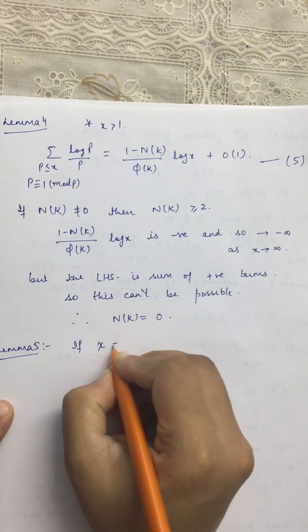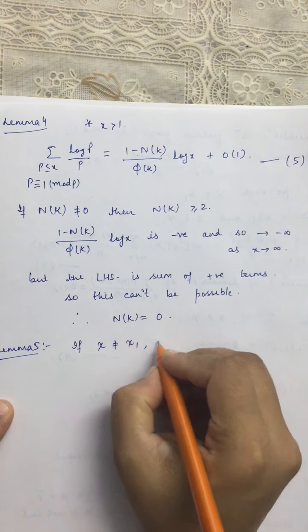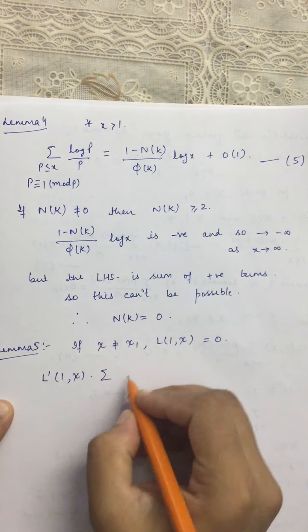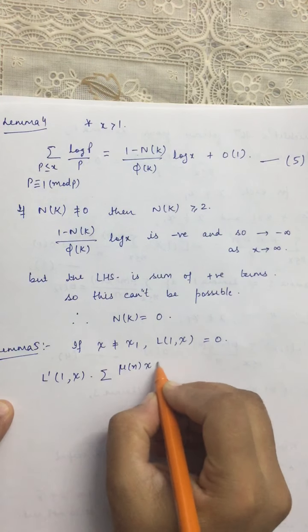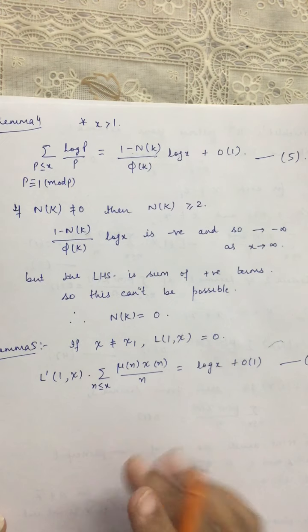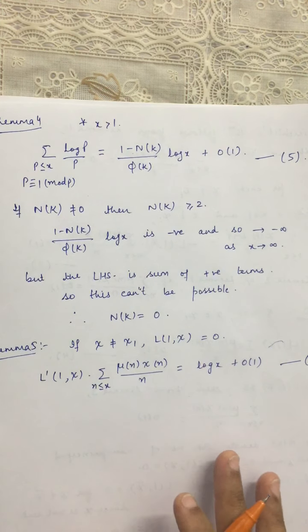For a non-principal character chi, and for L(1, chi) not equal to 0, we have L dash 1 chi, summation mu n chi n upon n over n less than or equal to x. This is log x plus order of 1. So this equation will be used to prove this equation. Let us say this is 6. So this is the plan of the theorem. Now we will prove all these lemmas, which completes the proof of the theorem.